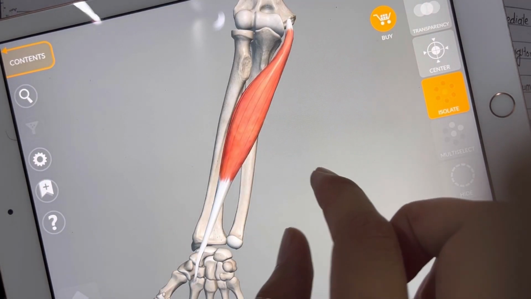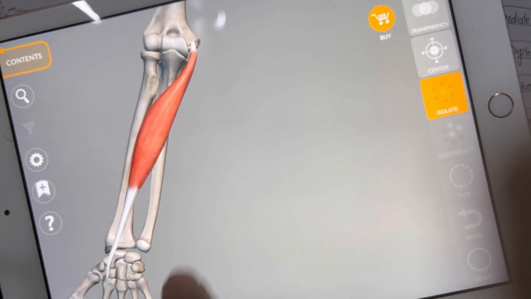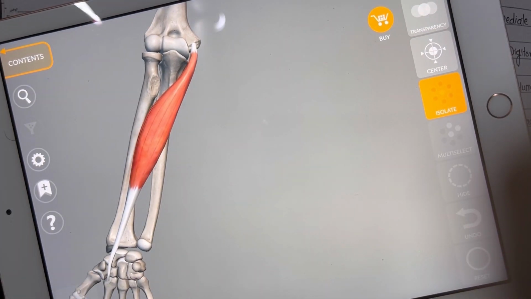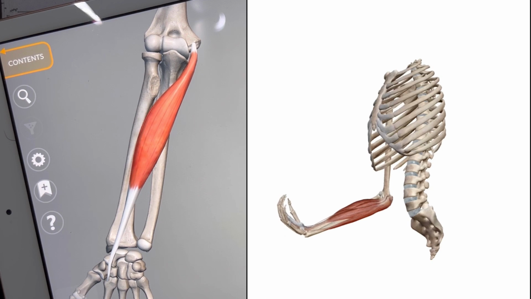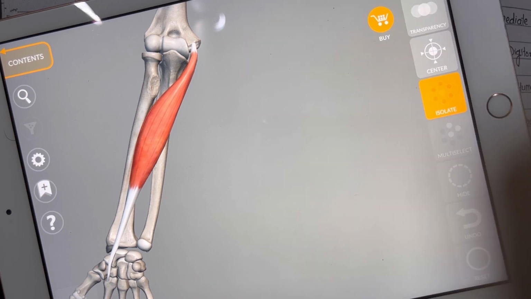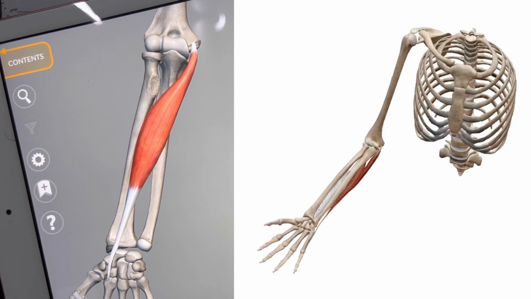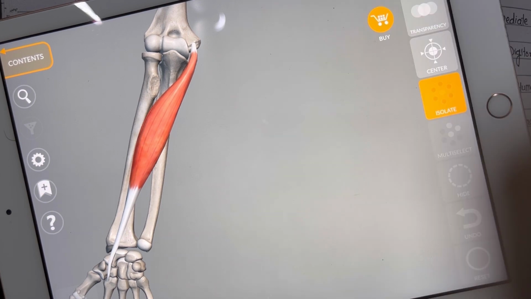Now student, moving toward the action of the flexor carpi radialis muscle. So this muscle plays an important role in the flexion of the hand at the wrist region or the wrist joint, and it also plays an important role in the abduction of the hand at the wrist joint.